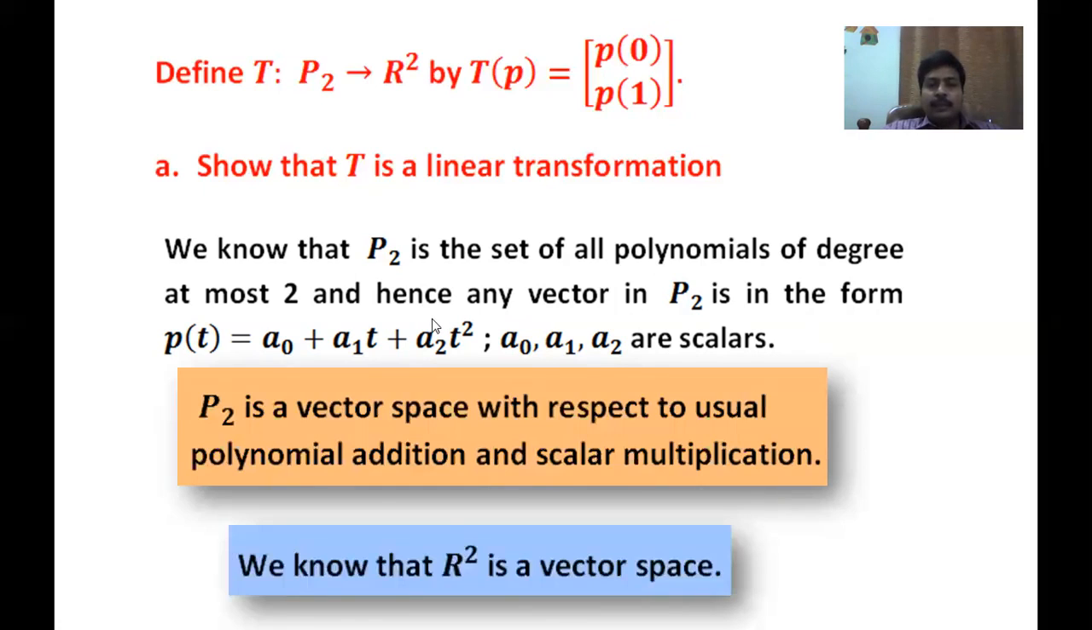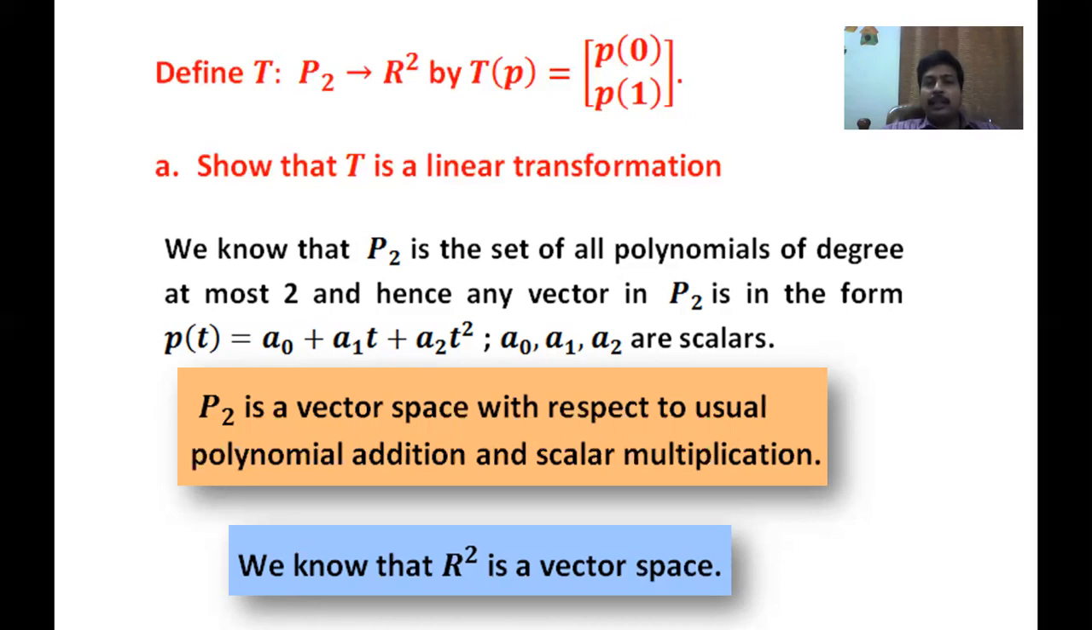So P2 is a vector space with respect to usual polynomial addition and scalar multiplication, which we have seen in our earlier classes. We know that R2 is also a vector space. Every Rn is a vector space for n greater than or equal to 1. So R2 is again a vector space. Now T is a function from one vector space to another vector space with this property: T of p is equal to p(0) and p(1) as entries of our 2 by 1 matrix.